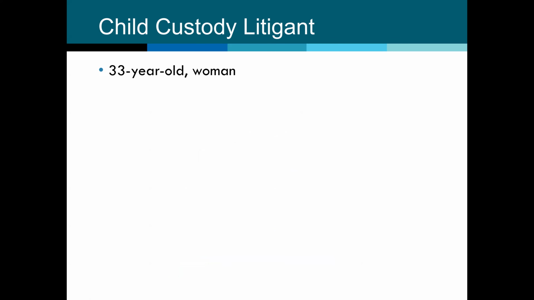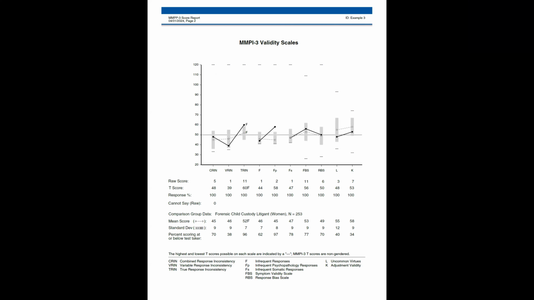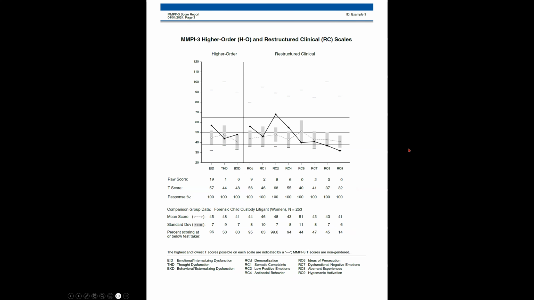Turning next to a child custody litigant case, a 33-year-old woman who was assessed in the context of a child custody evaluation. So now we're using our child custody litigant comparison group. We can see that on the validity scales, one thing that stands out is that she's a little bit below the mean on the underreporting scales. Again, there is a demand characteristic towards underreporting in this type of evaluation. She's not substantially below the mean, but we'll certainly want to take note of that.